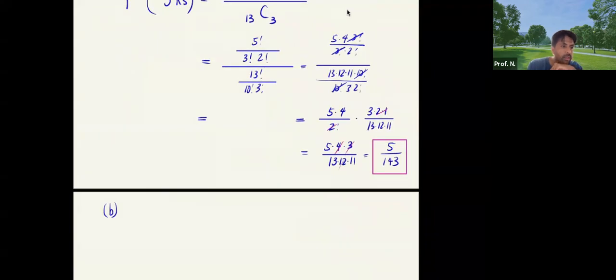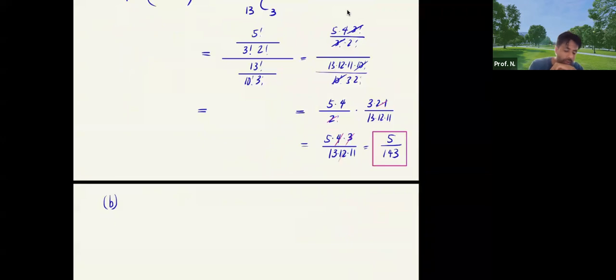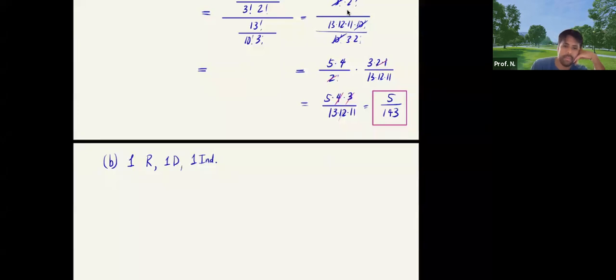Part B says it consists of 1 Republican, 1 Democrat, and 1 independent. So do we see what we're supposed to do for this one? We can do your way, Alexandra. So it should be the same, right? I like your way too, because that's more intuitive. The other way is more formulaic.